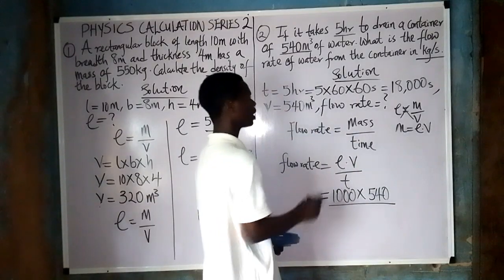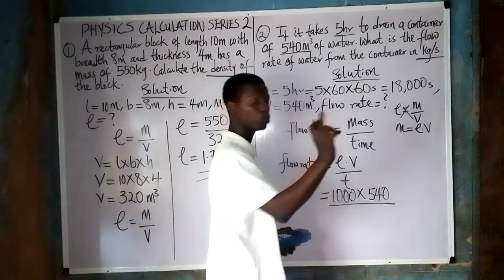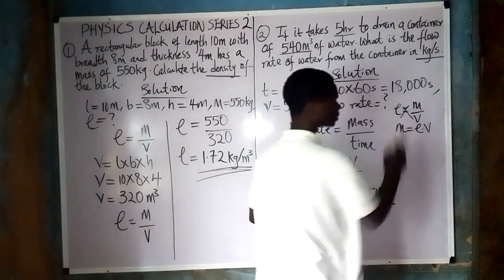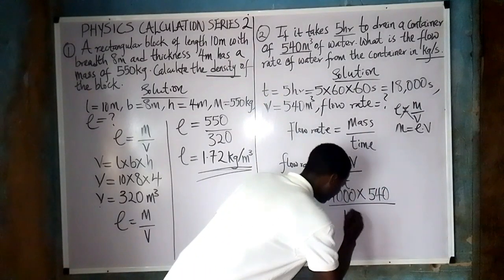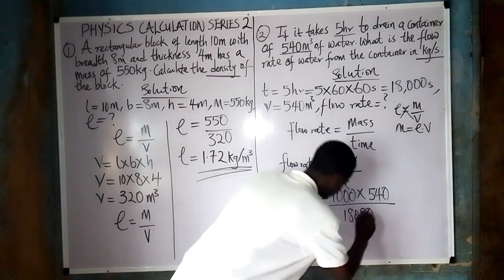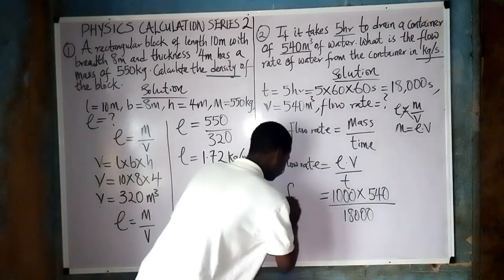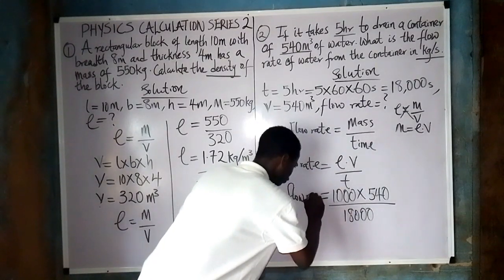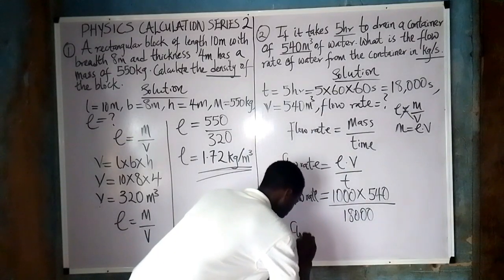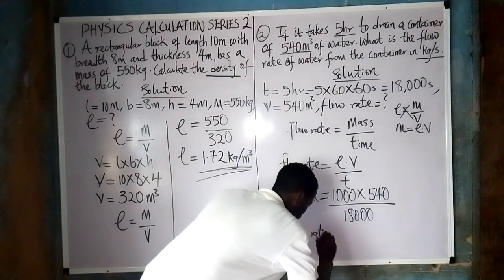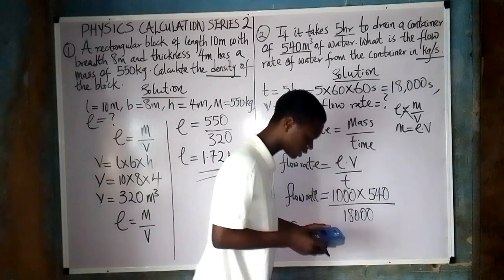And what was our time? Are we going to say 5 hours? No. Instead, we use the equivalent, which is what? 18,000 seconds. So I'll come here and write 18,000. So we are still continuing it. Flow rate. So from here, what will now happen? Flow rate will now be equal to, let's do this with our calculator and get our answer.